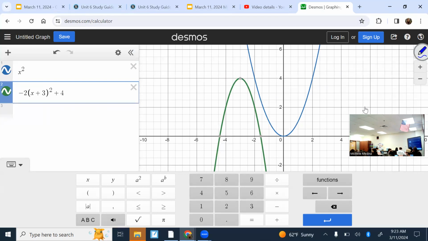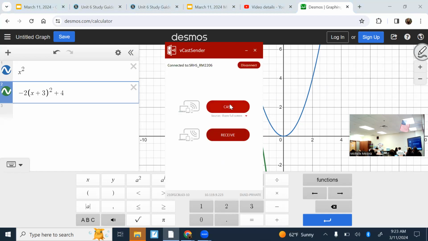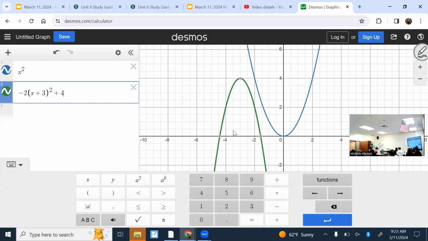So. Yeah. Hang on. Poor connection. Okay, so it definitely reflected because it is opening different ways, so it had to.